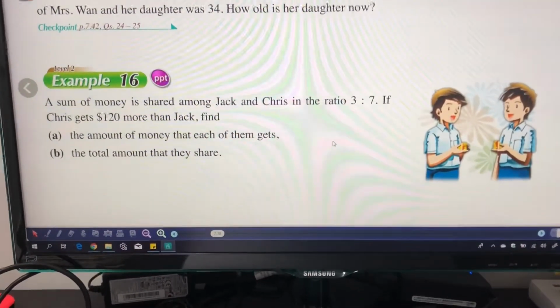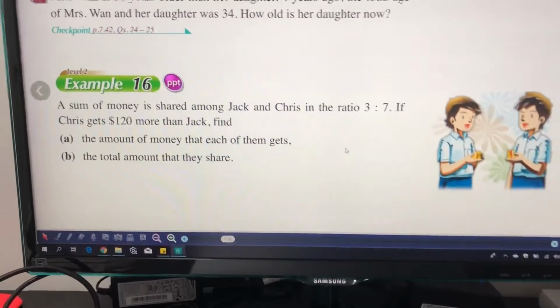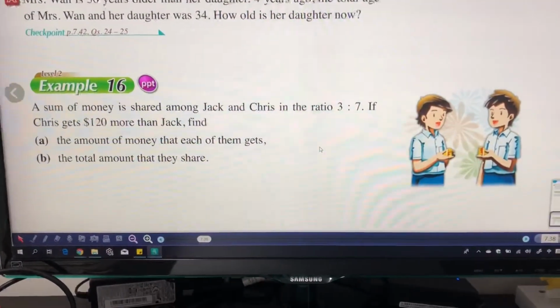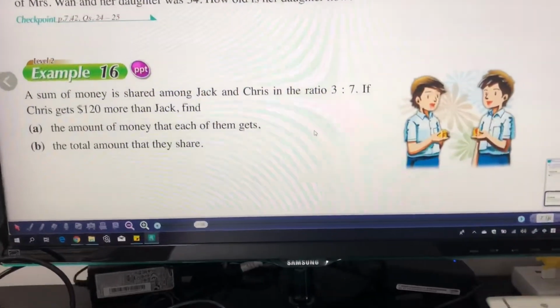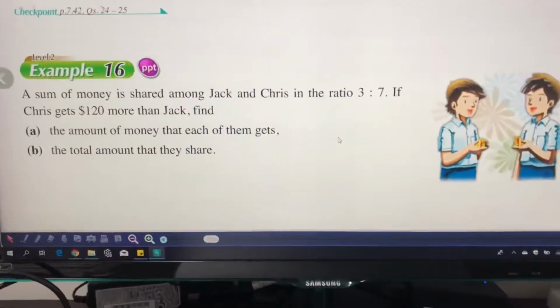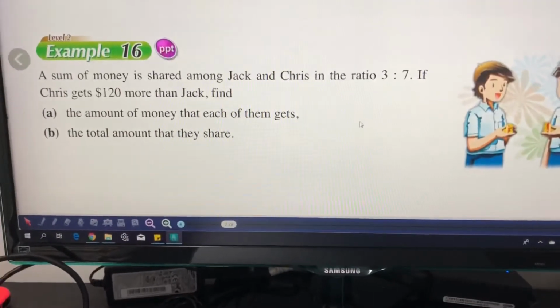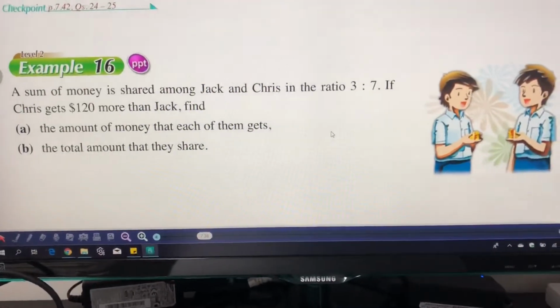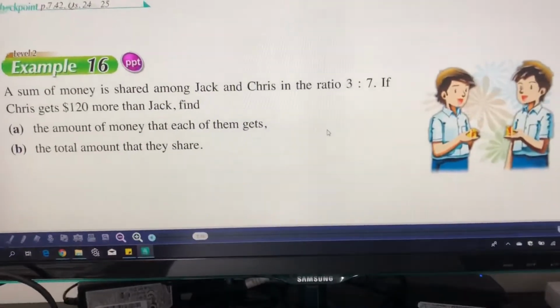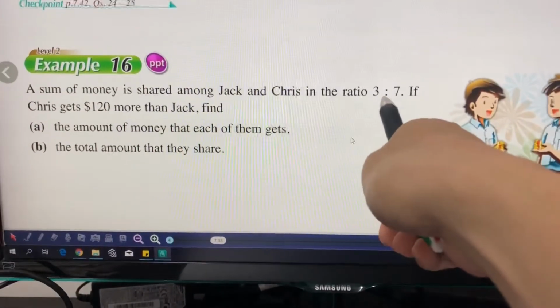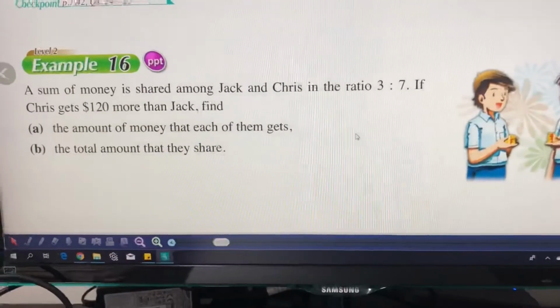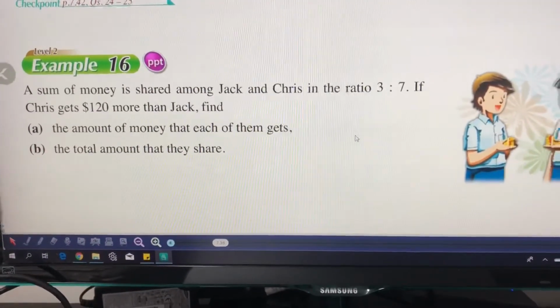So now we are going to talk about the question in chapter 7.5, application of simultaneous equation in two unknowns. I want to take example 16 as a demonstration. For this question, the special part is here, you can find a ratio 3 to 7. So let's take a look at the question.